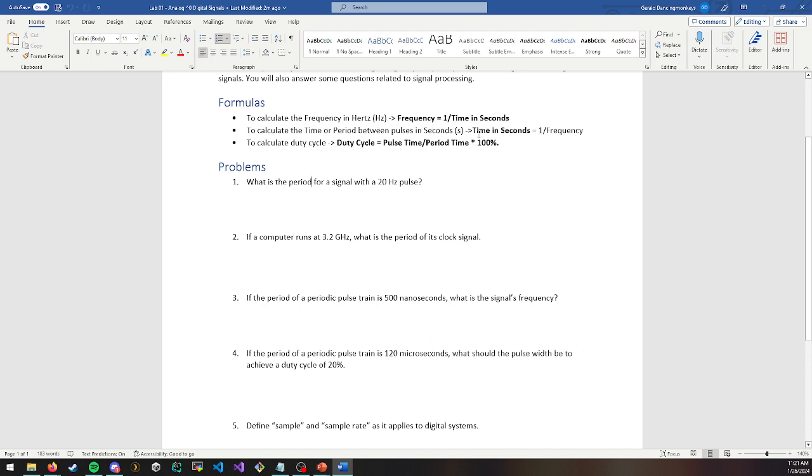Now, for the second one, we have the time in seconds, which we can do either as the time or the period between pulses, as the time, or as 1 divided by the frequency. So this here will give us period equals 1 divided by frequency. We have the frequency. So what this will look like, and let me turn this back on over here.